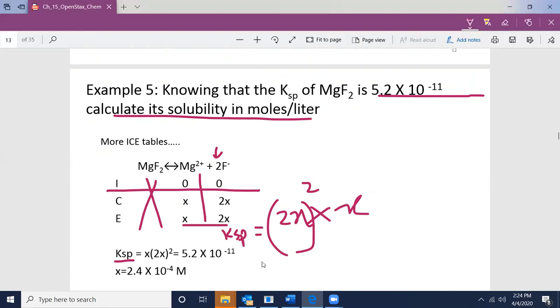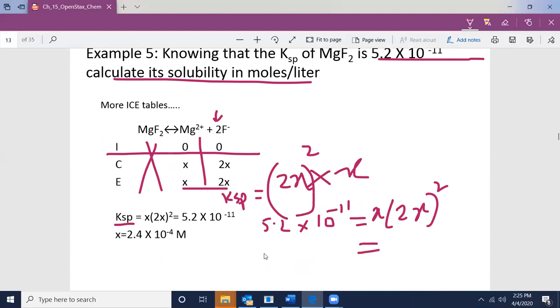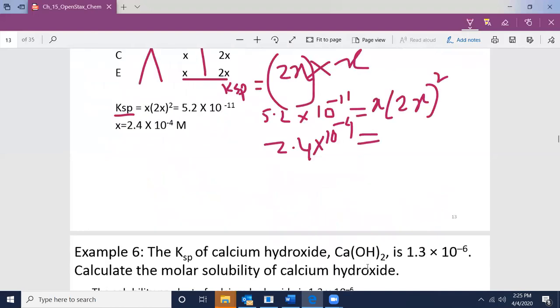So we can write down the KSP here, 5.2 times 10 to the power minus 11, and that's equal to x times 2x squared, which is going to be equal to 5x, and then it's going to be 2.4. Is this number correct? If you are using your calculator, just let me know if the x is correct. So x is actually the solubility in moles per liter, and we're going into the moles per liter already.